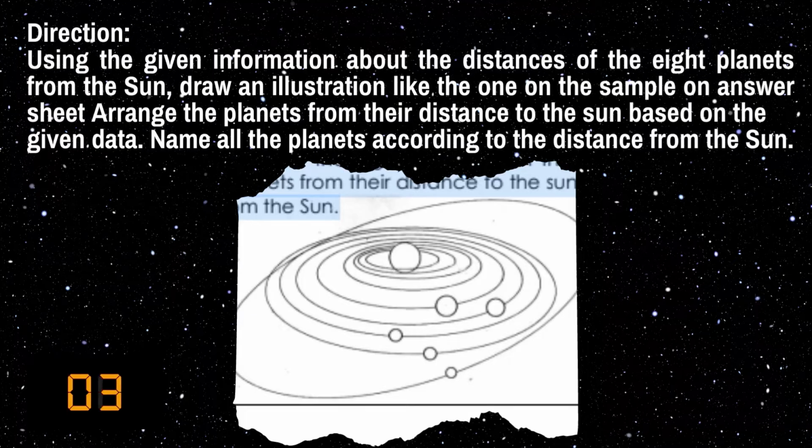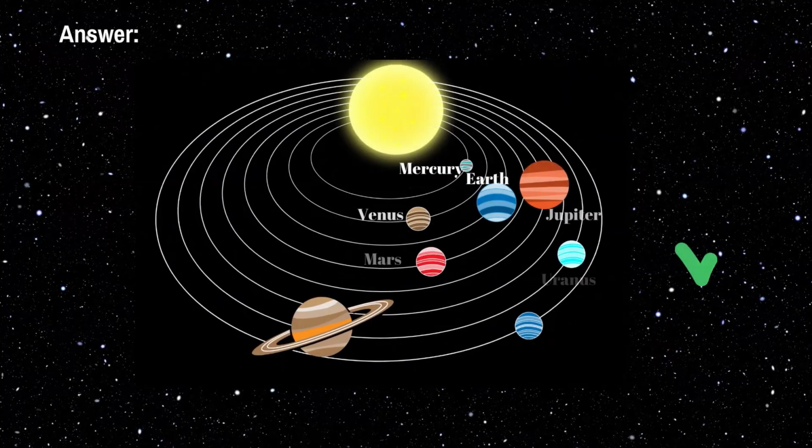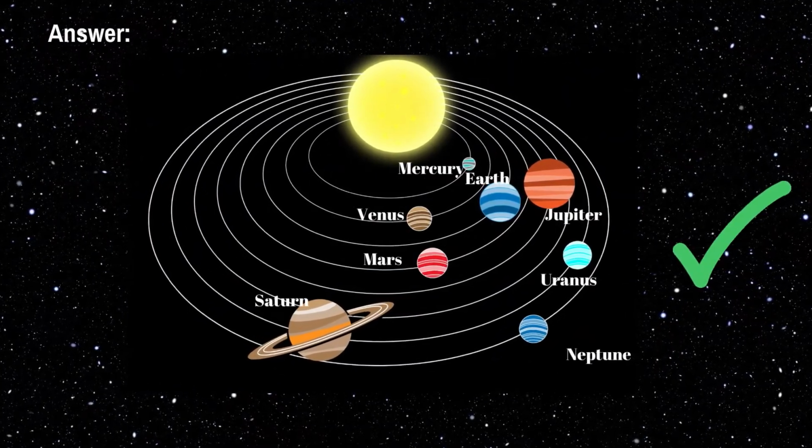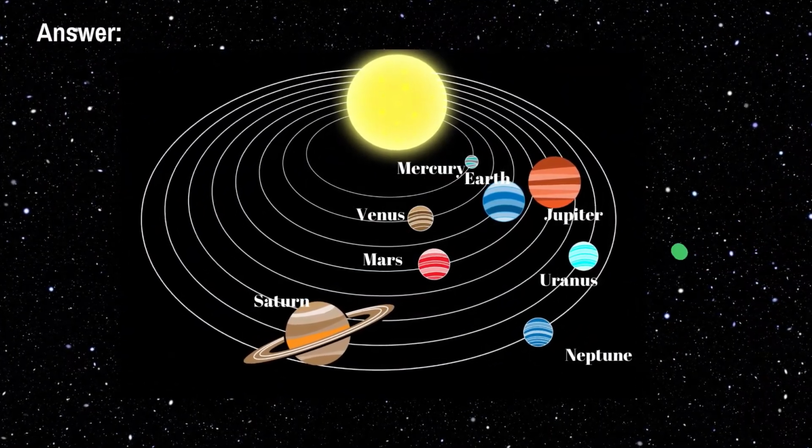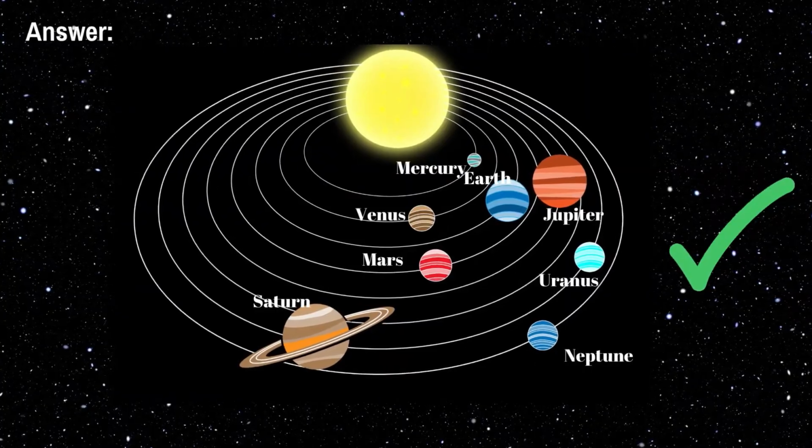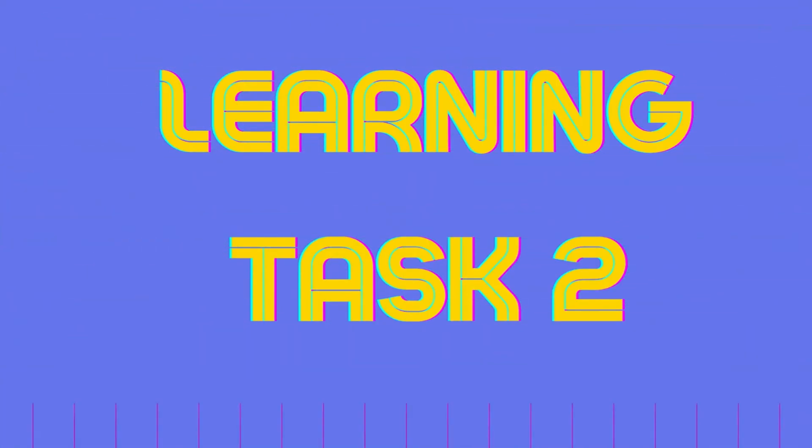I'll be giving you the answer on this learning task. Here is our illustration about the distances of the 8 planets. Now, let's get ready for learning task 2.